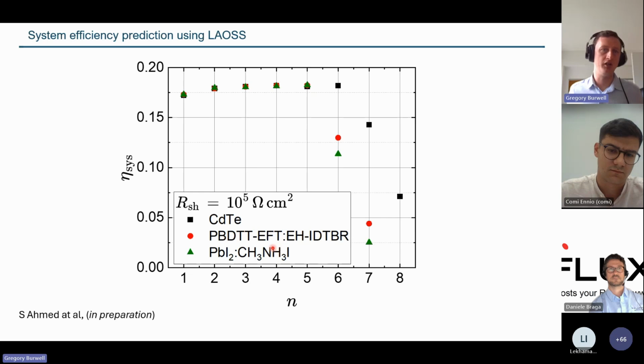And one thing we've been trying to predict using tools like Laos is the overall system efficiency. So not just the photovoltaic efficiency of an indoor PV module, which comprises a number of cells in series, but given the voltage output of that device, what's the coupling efficiency into the energy harvesting circuit? And then how does that vary as we vary parameters such as the number of cells in that device? So that's a manuscript in preparation we'd be hoping to publish in the coming months.